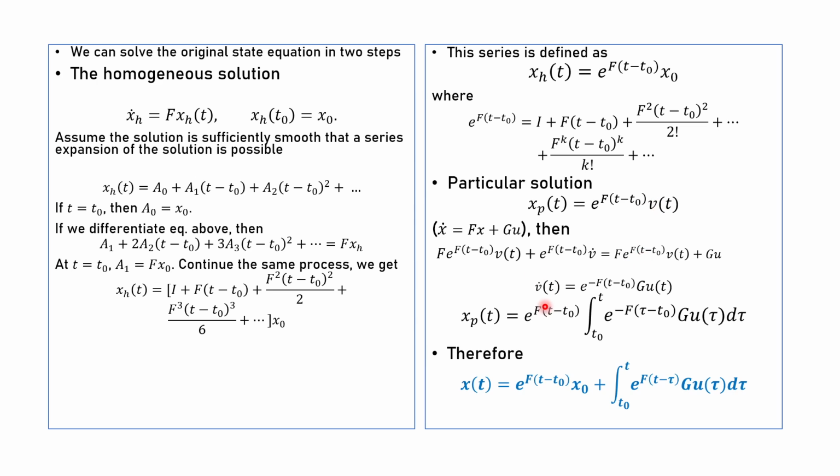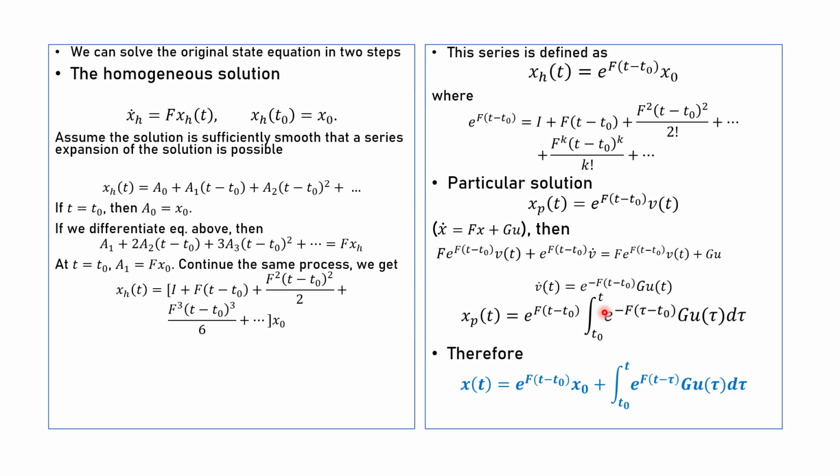You do some simplification and you get v dot equal to this exponential term times the control input u. Very simple, right? And then you find v by integrating this term. You integrate from t0 to t, and you change the variable from t to tau.